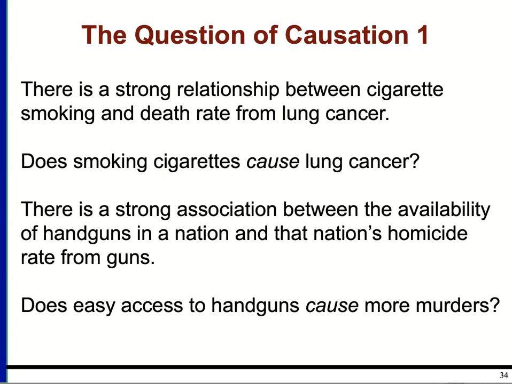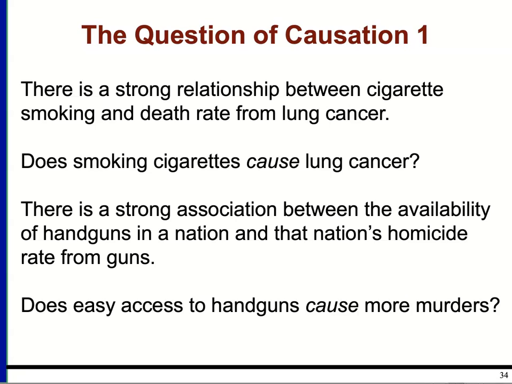Another thing that we can look at is the strong association between the availability of handguns in a nation and the nation's homicide rate from guns. In countries with more guns, there tends to be more homicides with guns. In countries that don't have as many guns, there tends not to be as much of a homicide rate from guns. But does that mean that access to handguns causes more murders?